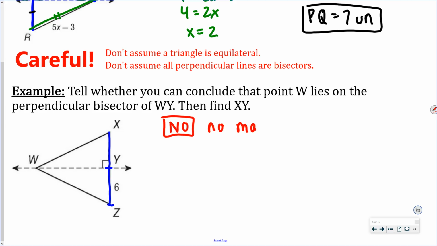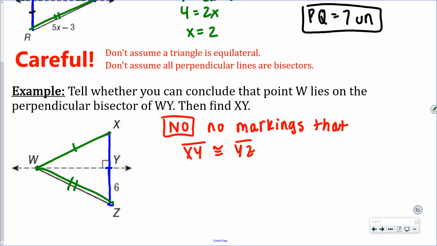There's no markings that, and this is what Gwen said, that XY is congruent to YZ. Now, if we wanted to use the converse, if they would have told me that point W is equidistant from X as it is to Z, then we could have used the converse, saying like, oh, they're equidistant, meaning that it does lie on the perpendicular bisector. So there's no markings that WX is congruent to WZ in order for us to use the converse, showing that they're equidistant.